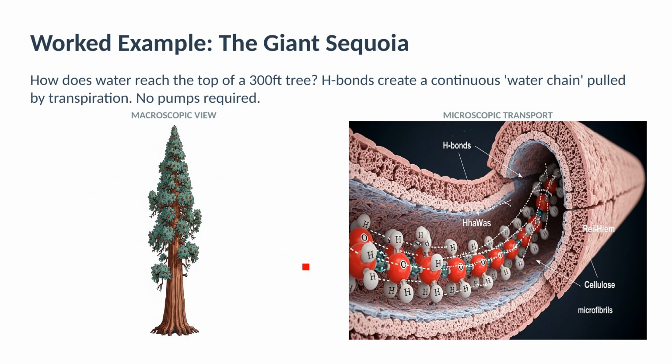Look at the magnified xylem tube on the right. Because of H-bonds, the water molecules form a continuous chain. When one molecule evaporates at the top, it pulls the next one up and the next one all the way down to the roots. It's a 300-foot tall molecular elevator.